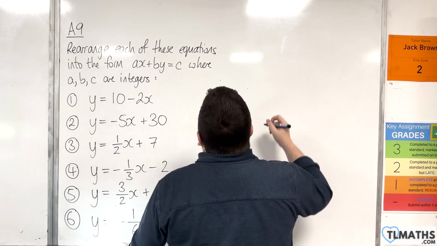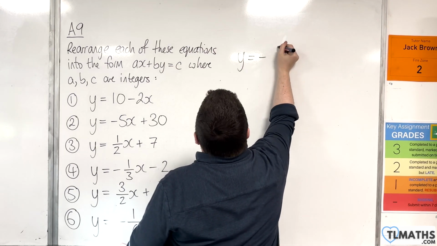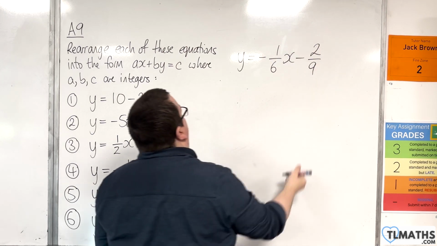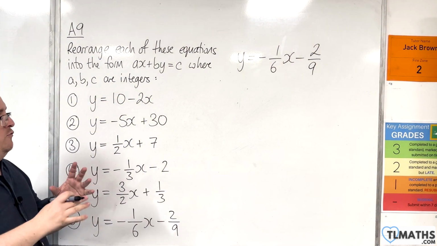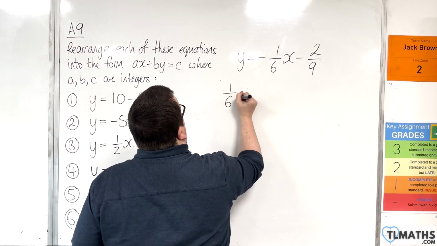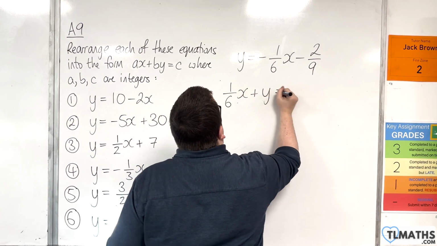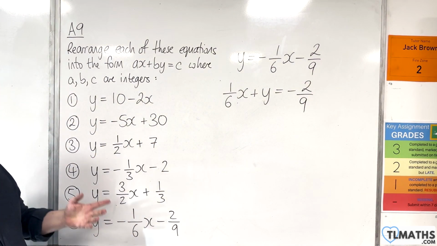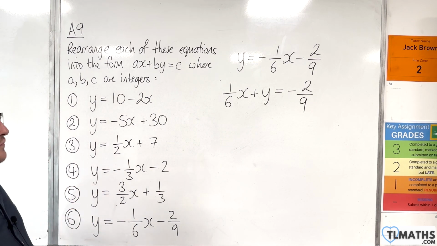Right, last one. y equals minus 1/6 x take away 2/9. Right, let's rearrange it first. So if I add 1/6 x to both sides, okay, so I need to get rid of the 6 and the 9.